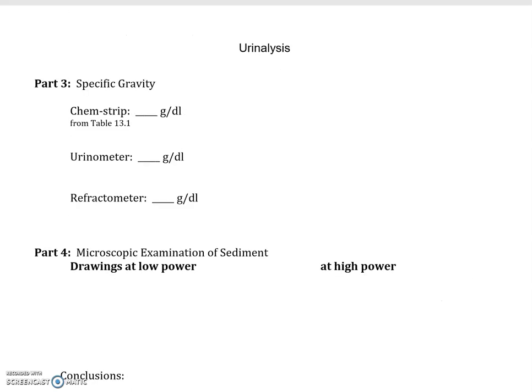I'm back here on the data reports part of the lab. Part 3 would have been the specific gravity. We usually do this just with the chem strip. The urinometer is kind of a mess, and the refractometer too.